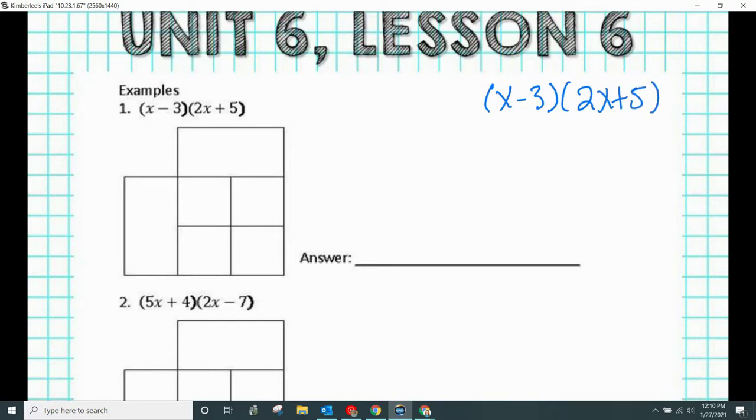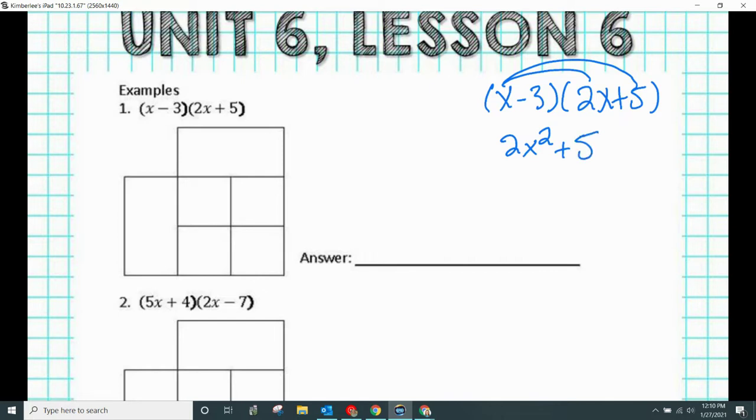So what I have to do is distribute this x times this one, and I can do that. That would be 2x squared. X times x is x squared. Then I have to do the x times this piece over here. Well, that would be plus 5 times x is 5x.